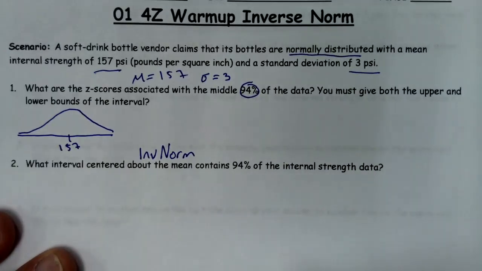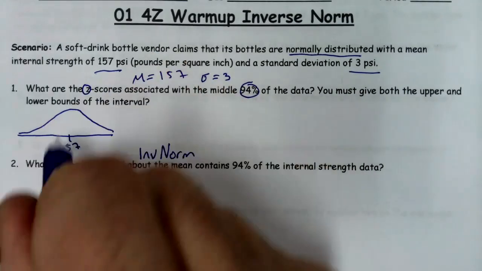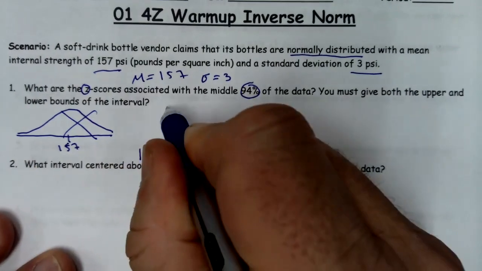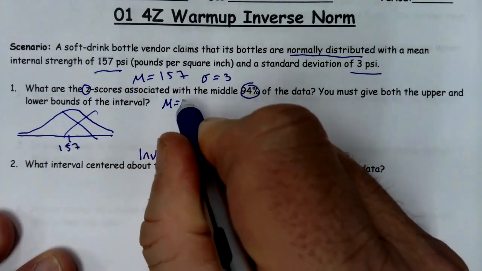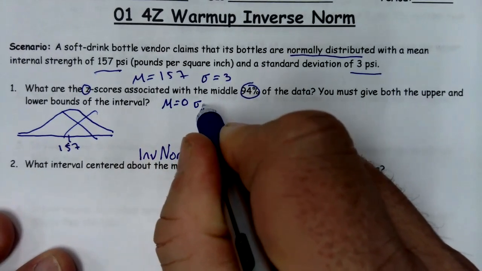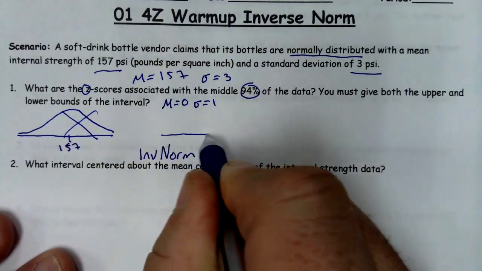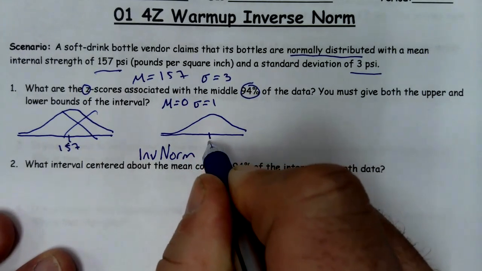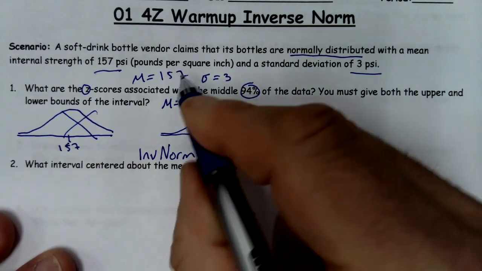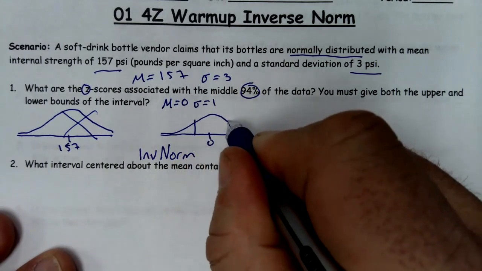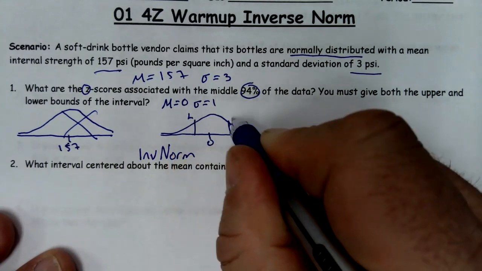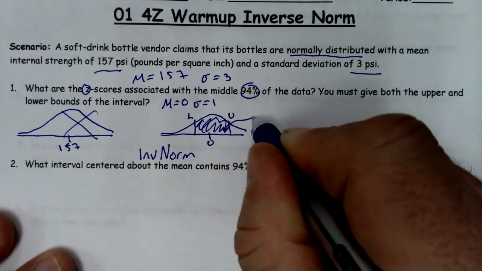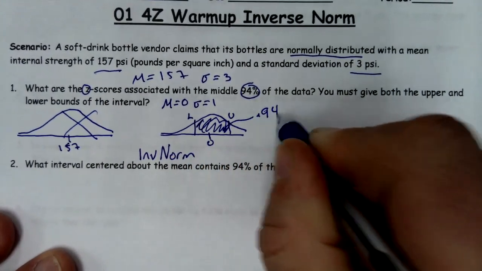Now, one thing that I notice is it says z-scores. And so that means I really don't need this drawing because all z-scores have a mean equal to 0 and a standard deviation equal to 1. So in this case, I'm more interested in 0, but I need 94%, and I need a lower and an upper. This represents 94%, the shaded part, and that's what I'm looking for.